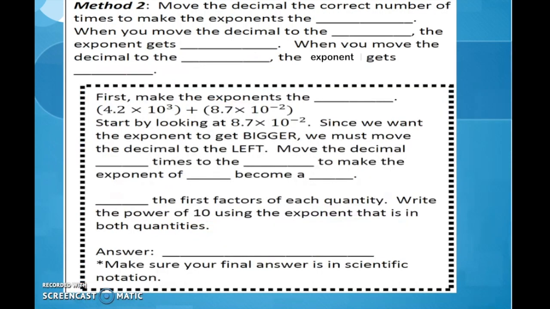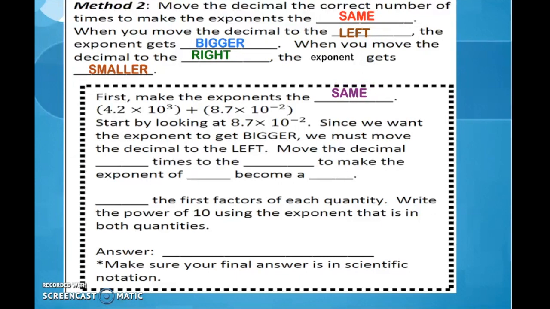The second method wants us to move the decimal the correct number of times to make the exponent the same. And how are we going to make the exponent the same? When you move the decimal to the left, the exponent gets bigger. When you move the decimal to the right, the exponent gets smaller. So let's first make that exponent the same. So how are we going to do that?